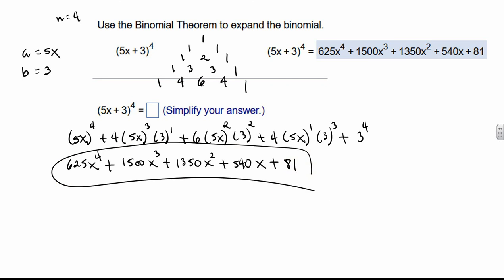I want to do one that I asked you on the test, and it's also on that quiz that I gave you, where you have to find a particular term, or it may say the first three terms. For things like that, if the number is big, you definitely want to use the formula, so let me show you that. Any questions so far?